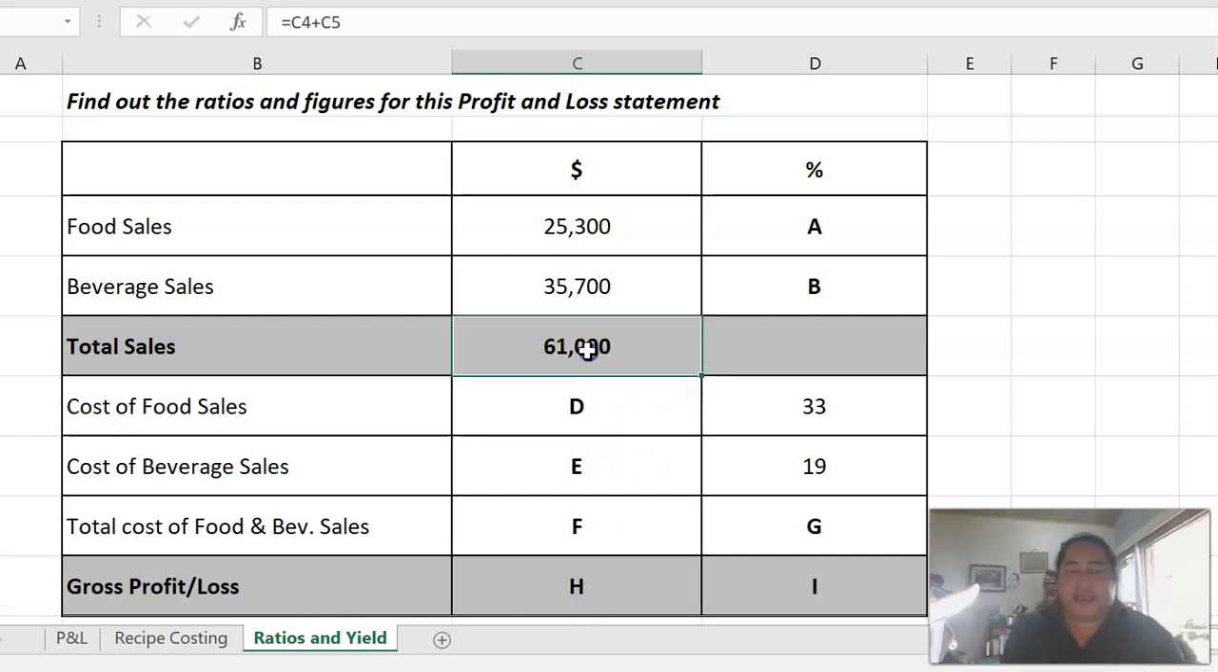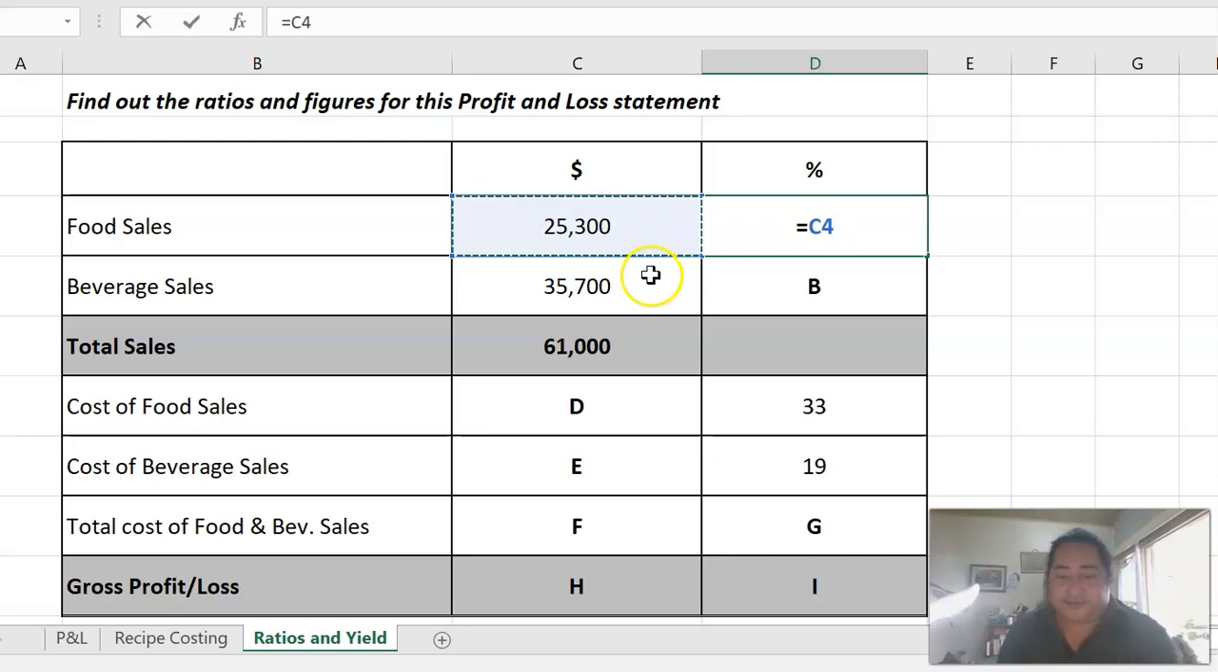Remember the denominator is always the total sales. So how do I work out the percentage? When you look at the monetary value, it's very hard to see how much you spent on food and beverage sales, but to categorize them, you always take it over the denominator, which is the total sales. So for A, food sales over total sales. Equals C4, 25,300, divided by 61,000, which is your total sales, times 100, because you want the percentage value.